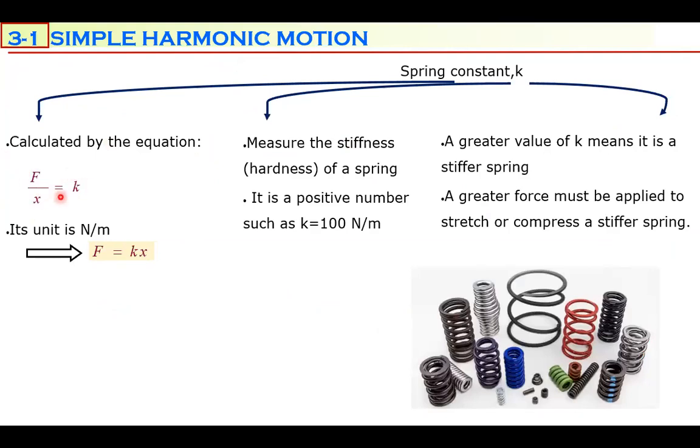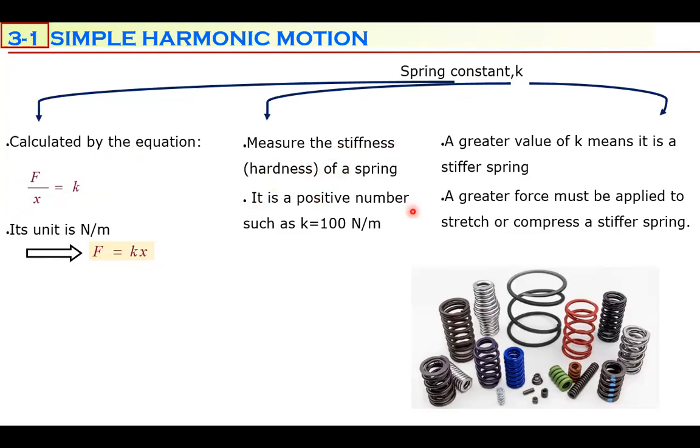As I said, k is the symbol of the spring constant. Its unit is Newton per meter, or Newton divided by meter. If we cross multiply, we get force is equal to k times x. This spring constant measures the stiffness. Stiffness means how hard or how tough a spring is.